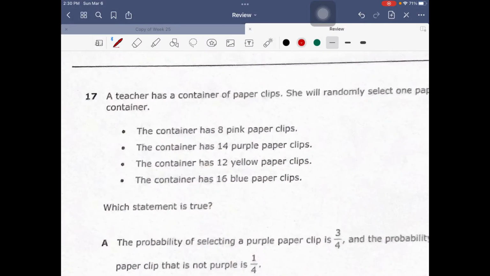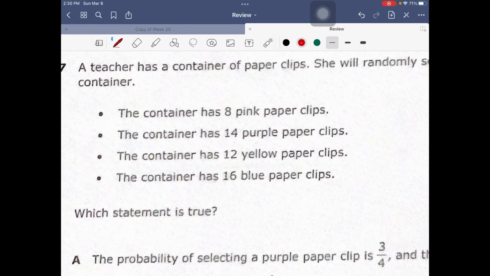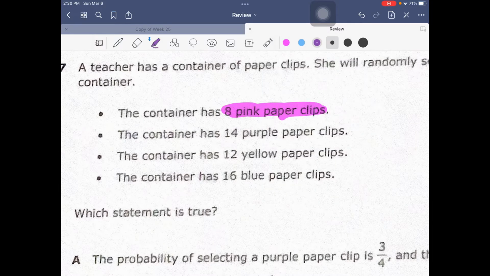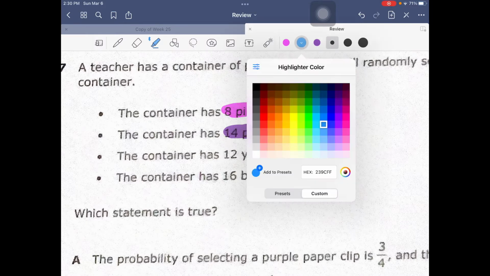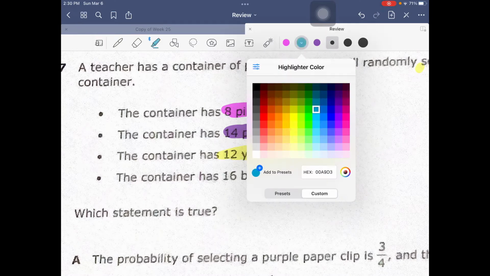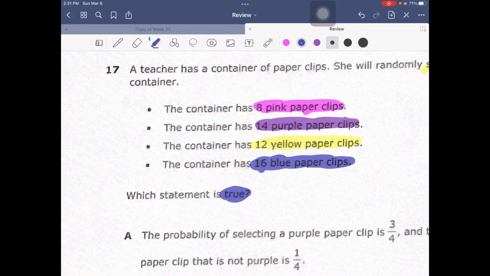Number 17. A teacher has a container of paper clips. She will randomly select one paper clip from the container. The container has 8 pink paper clips. The container has 14 purple paper clips. The container has 12 yellow paper clips. And 16 blue paper clips. Okay, which statement is true?